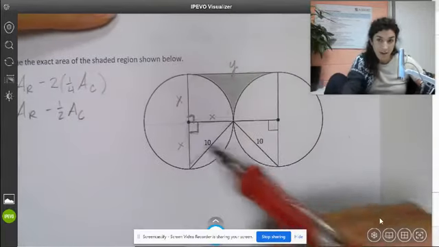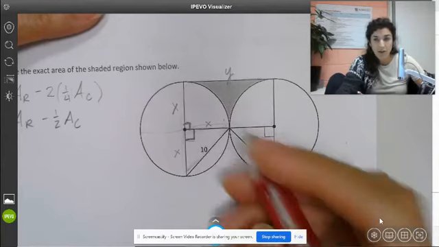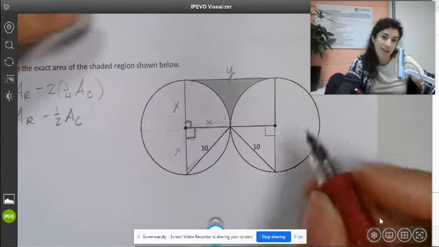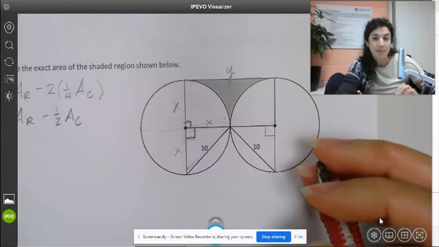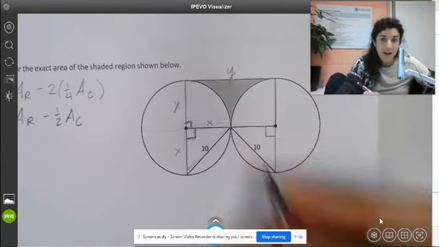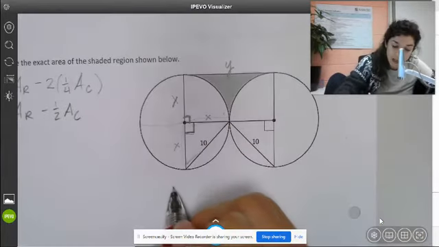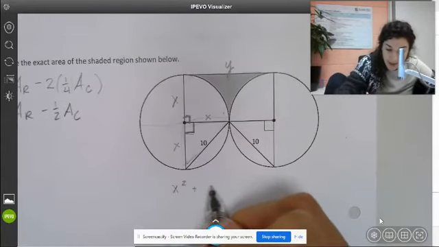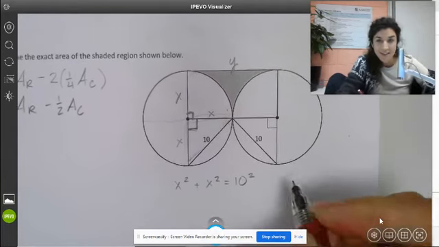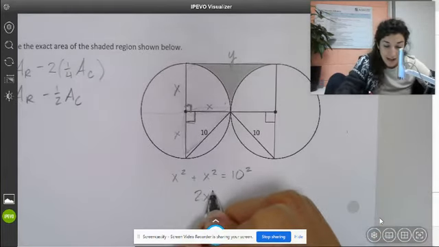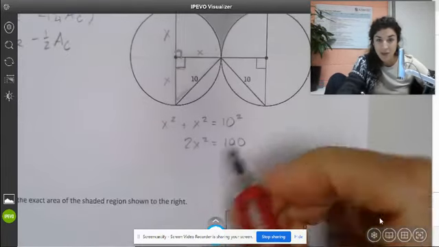Taking that the radii are equal, we're trying to solve for these guys, and we know that it's a right triangle. Hopefully by this point you've realized that if we use the Pythagorean theorem, we could solve for this missing side length. So the idea is a squared plus b squared equals c squared. So we have x squared plus x squared equals 10 squared. That's 2x squared equals 100. Adding these two guys together is 2x squared.